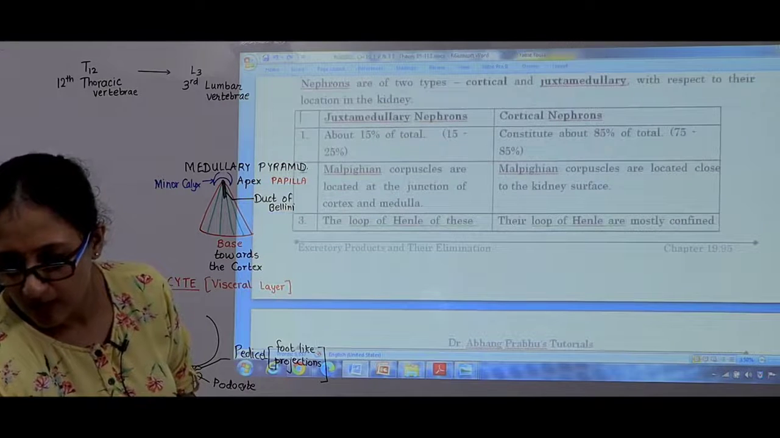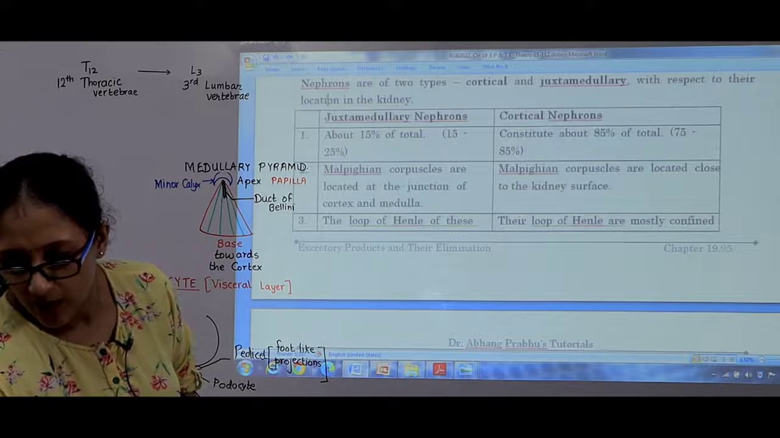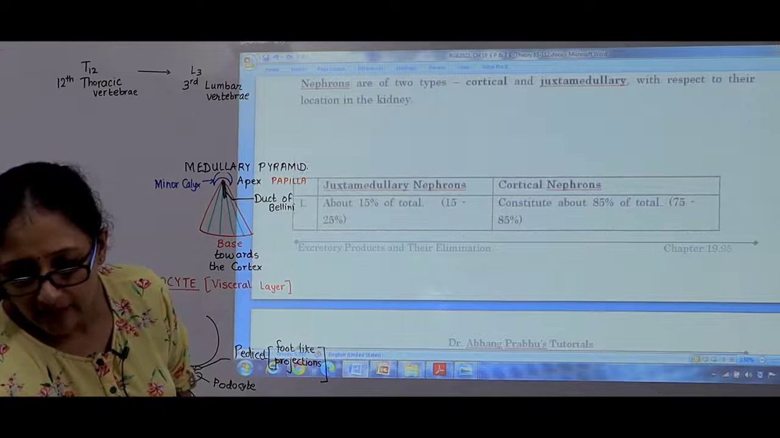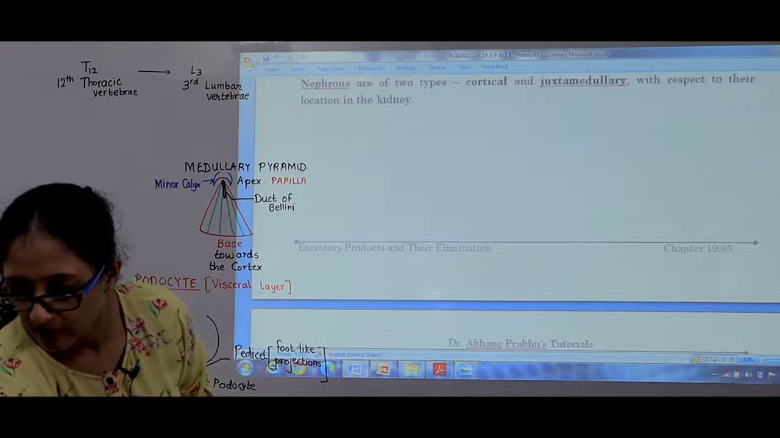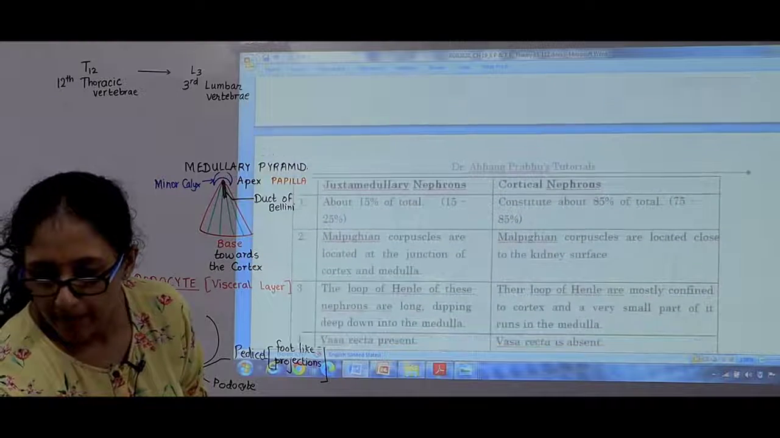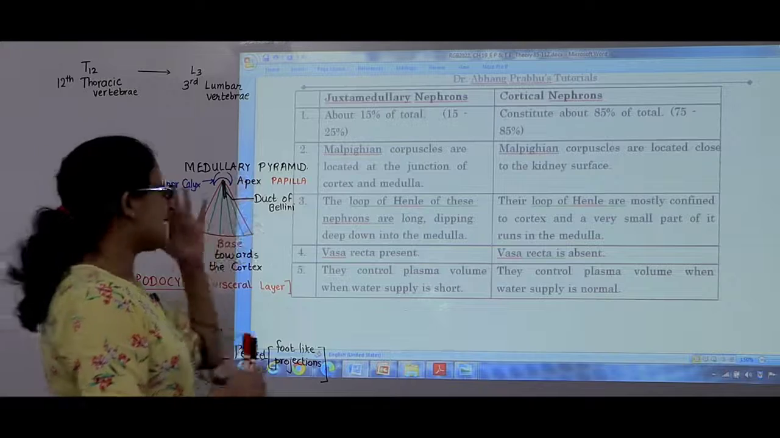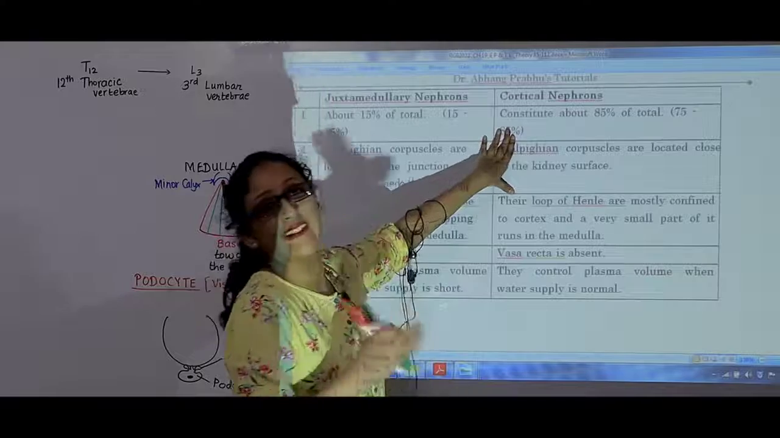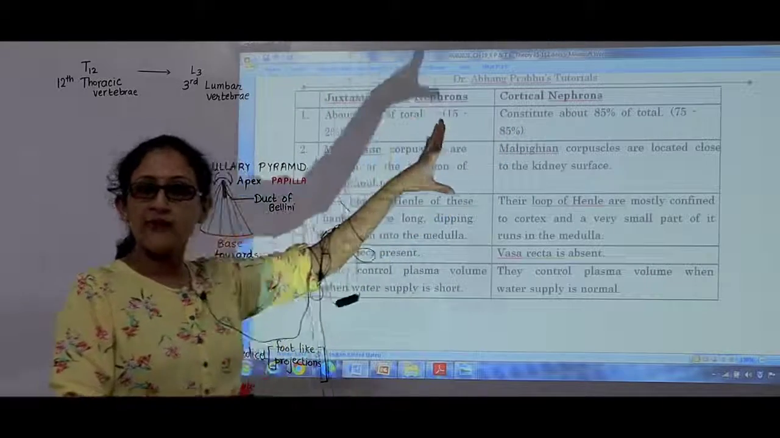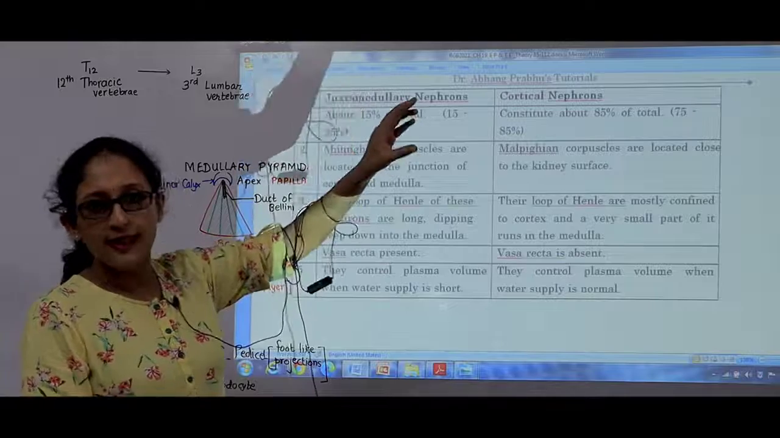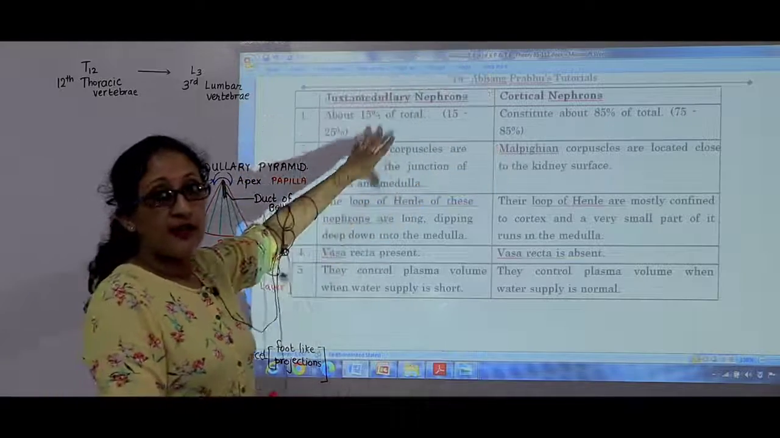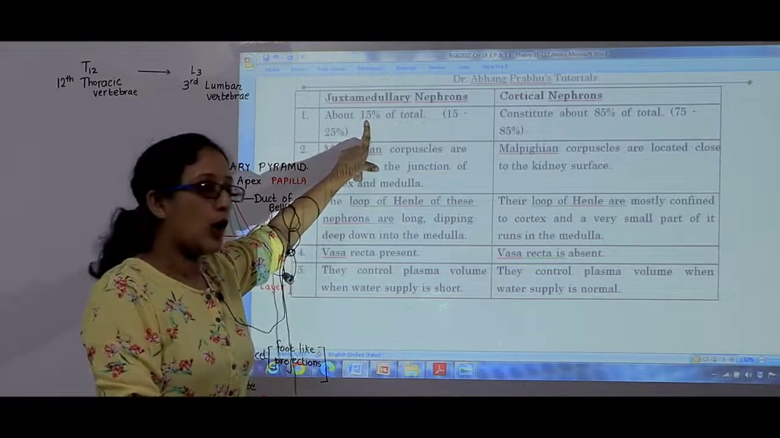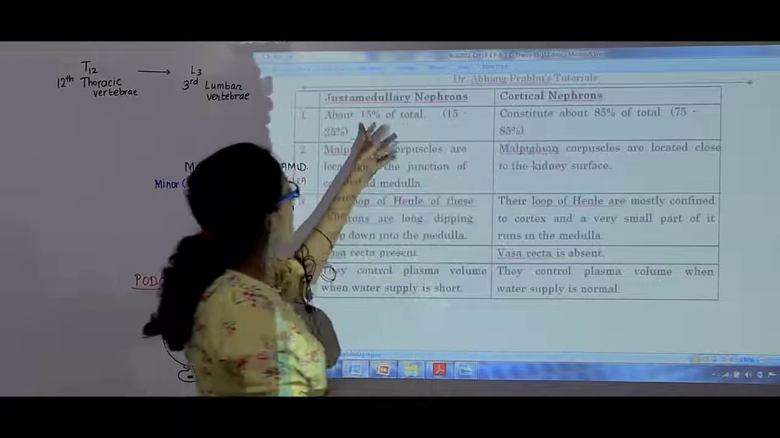So there are two types of nephrons. You have your juxtamedullary nephrons and your cortical nephrons. Percentage wise, most of the nephrons are cortical nephrons, around 85%. Most of the nephrons have a very short Henle's loop, they are cortical. Very few are actually the long ones, which are juxtamedullary. So, for cortical, remember 85%, and automatically you will know the other value.